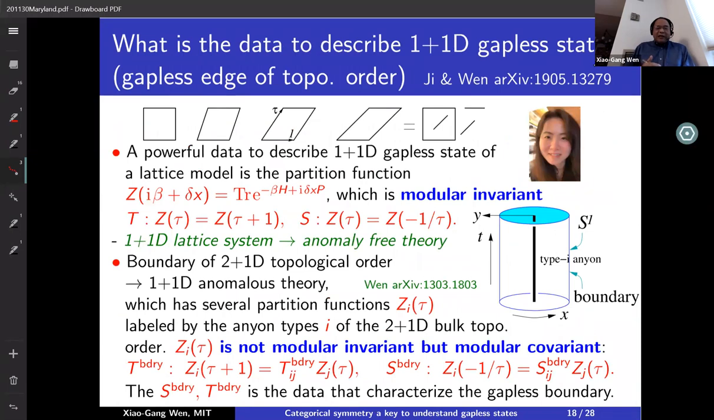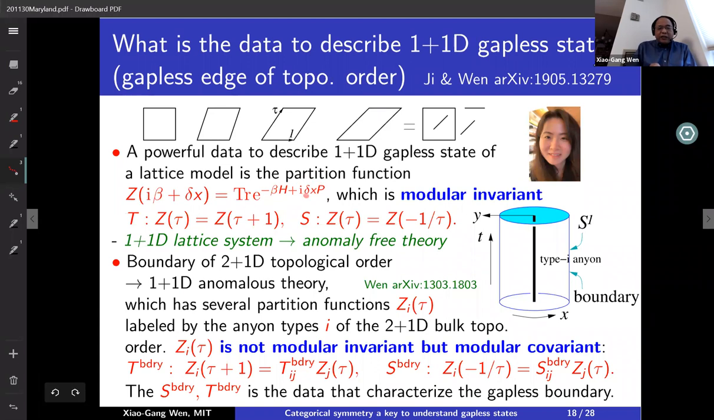So now let's come to the data to describe gapless states. What is the data to describe a gapless state? One important tool to study gapless states is the partition function. Usually the partition function only contains a trace of the Hamiltonian's time evolution operator in imaginary time. Here we add a little twist: during the time evolution, the space gets shifted by delta x. So we have a translation, and this partition function will depend on the temperature and this shift.